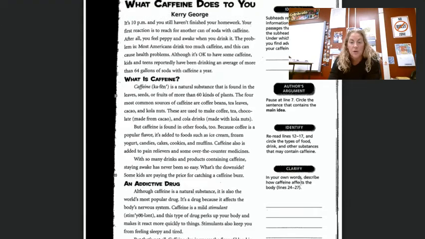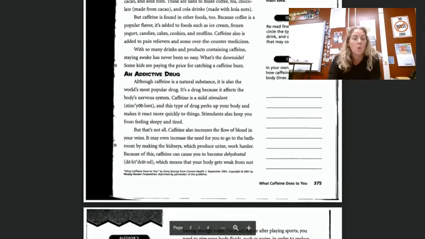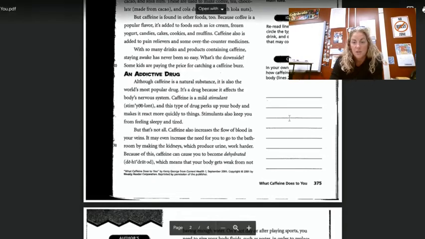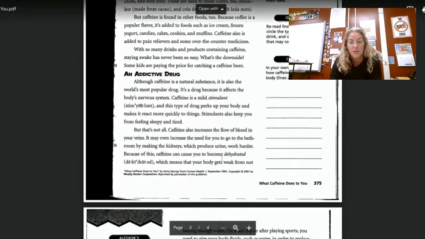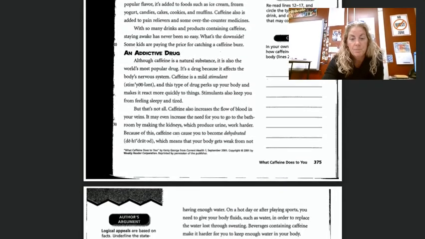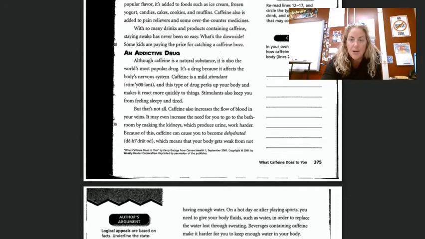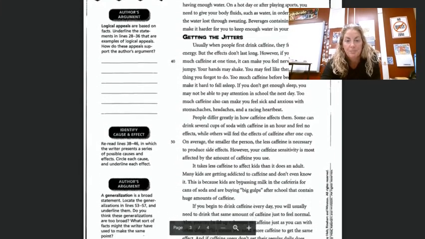And then finally, in your own words, describe how caffeine affects the body. So once again, you look back to the whole addictive drug. It causes your kidneys to work harder than they need to. It can cause addiction, so it certainly affects your nervous system. Body can become dehydrated if you drink too much caffeine. All right, so there are a lot of things there.